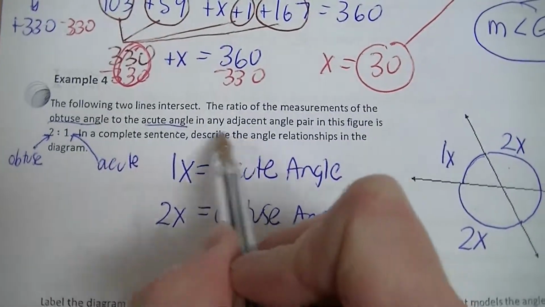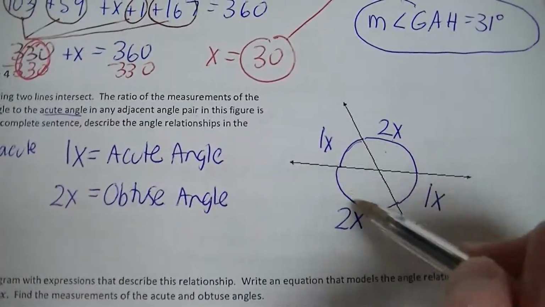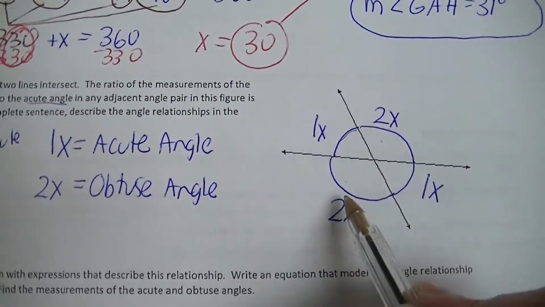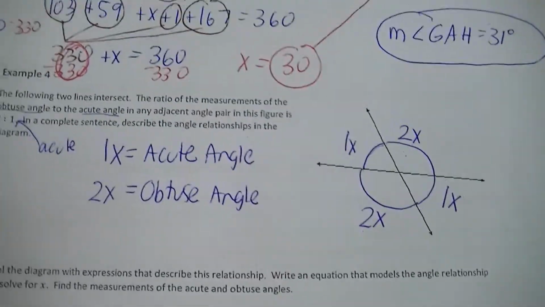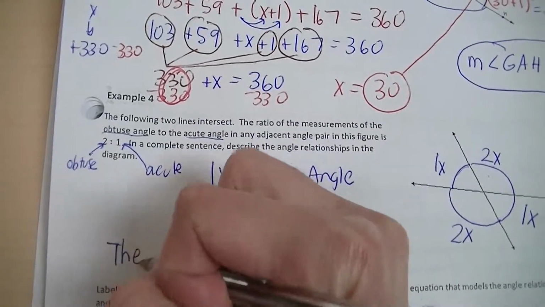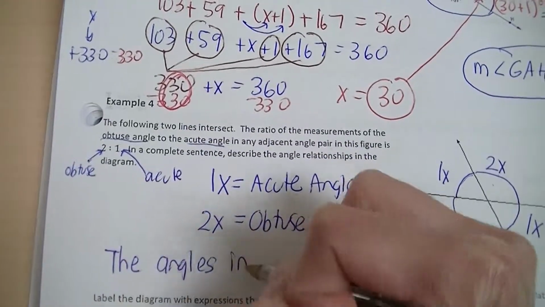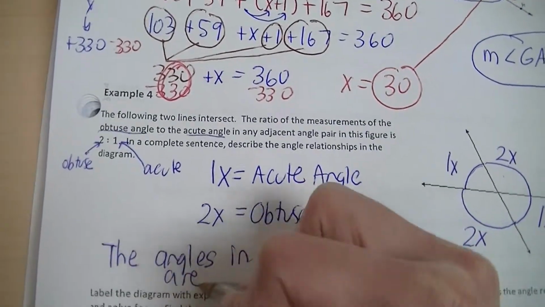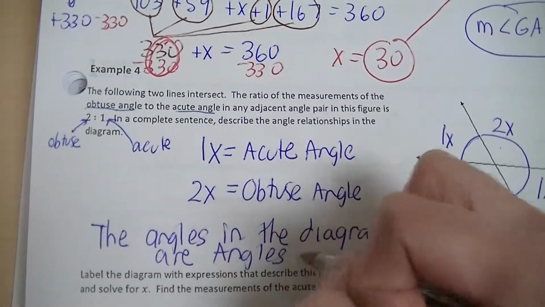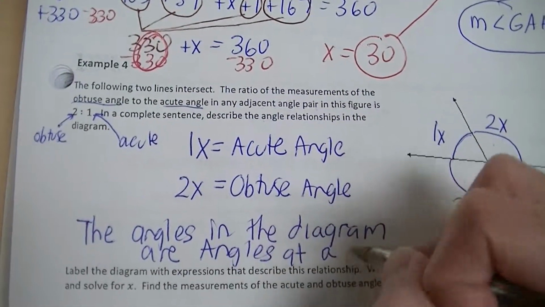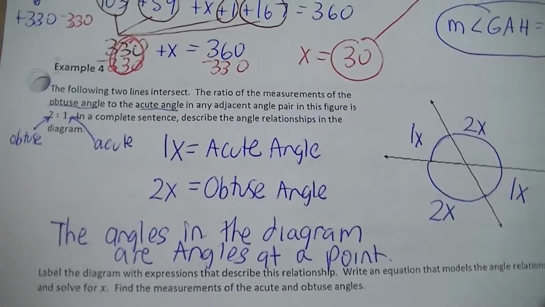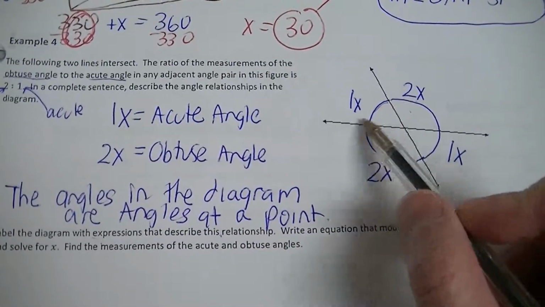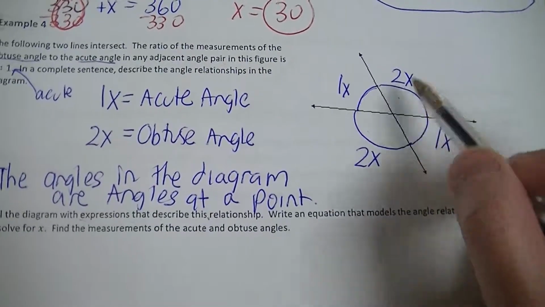In a complete sentence, describe the angle relationship in the diagram. So look at that, very similar to what you saw up there, except the circle looks a little bit better. So therefore, all these angles right here are angles at a point. The angles in the diagram are considered angles at a point because they have a sum of 360 degrees. Okay. Label the diagram with expressions that describe the relationship. We've already done that, okay? So there's the acute angles, those are the obtuse angles.